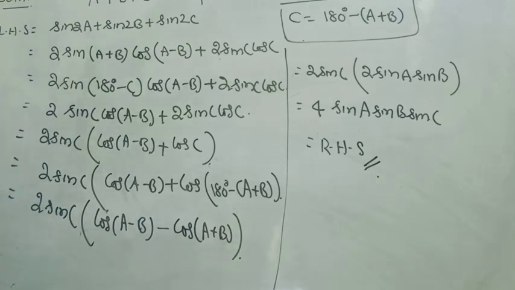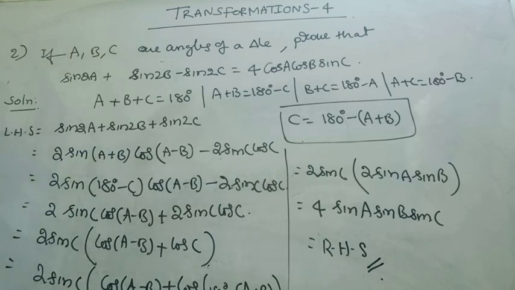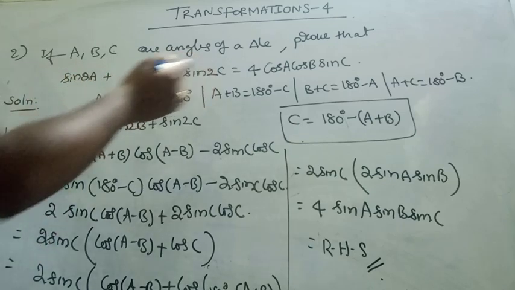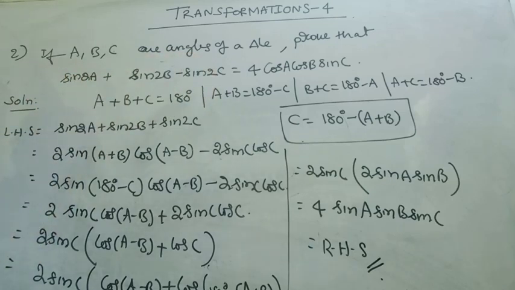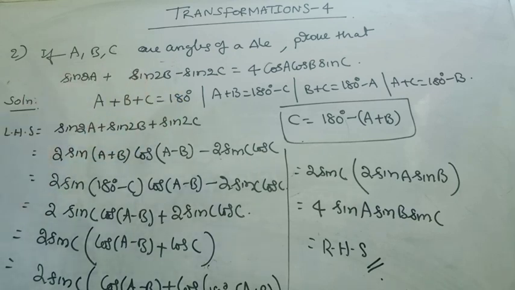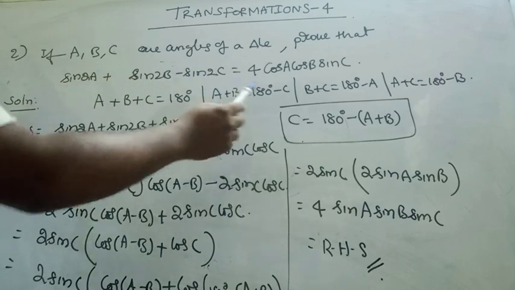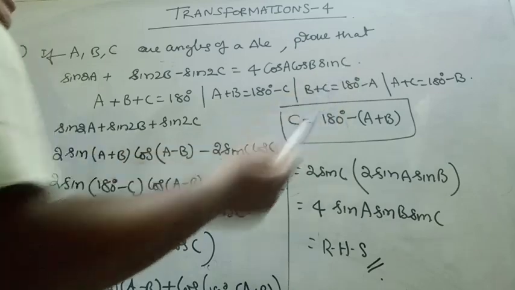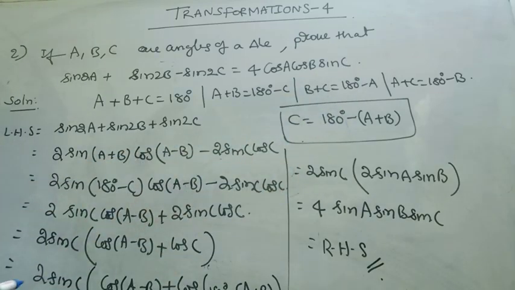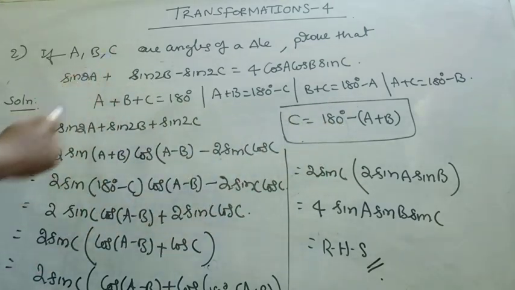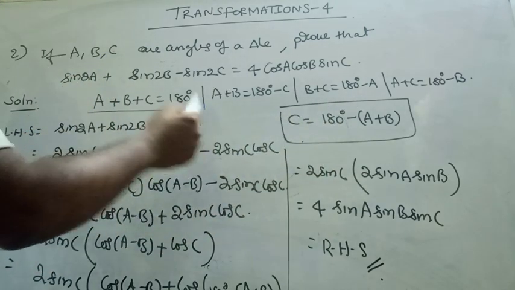You please observe. Now see the second problem, my dear students. This is the second problem. If A, B, C are angles of a triangle, prove that sin 2A plus sin 2B minus sin 2C is equal to 4 cos A cos B sin C. That means here they have given that A plus B plus C is equal to 180 degrees, and we know that A plus B is 180 degrees minus C, B plus C is 180 degrees minus A, and A plus C is 180 degrees minus B. And C equals 180 degrees minus A plus B, because A plus B plus C equals 180 degrees.